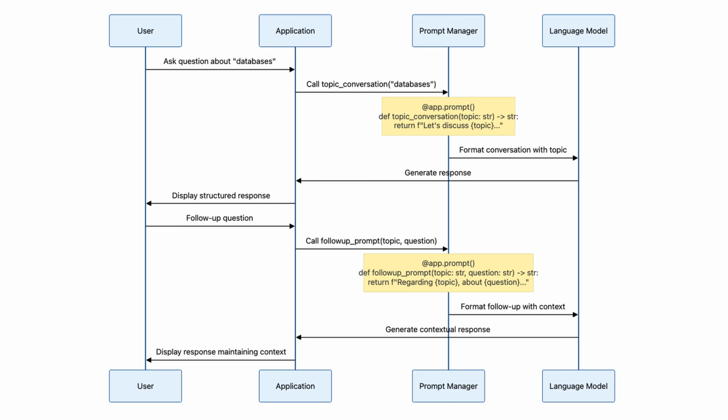Wait, so I can actually define an entire conversation pattern. That's brilliant. It's kind of like creating a Flask route, but instead of handling HTTP requests, you're handling conversation flows. And what's really cool is I can pass variables into these templates. So in my thesis project, I could create templates for different AI analysis patterns and just swap in different parameters depending on the context. You've got it.